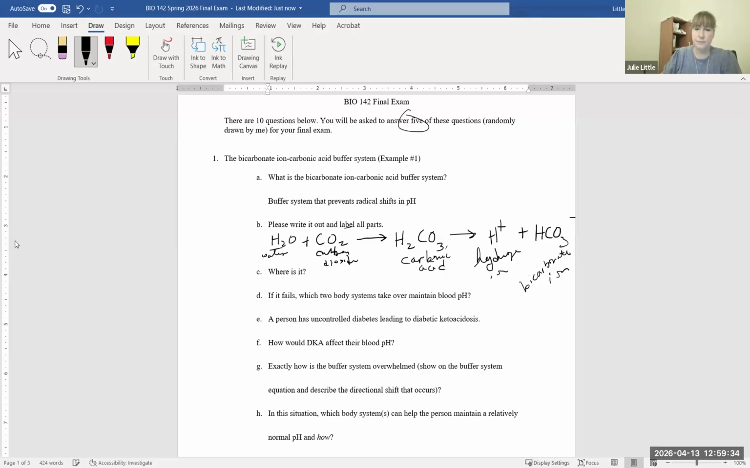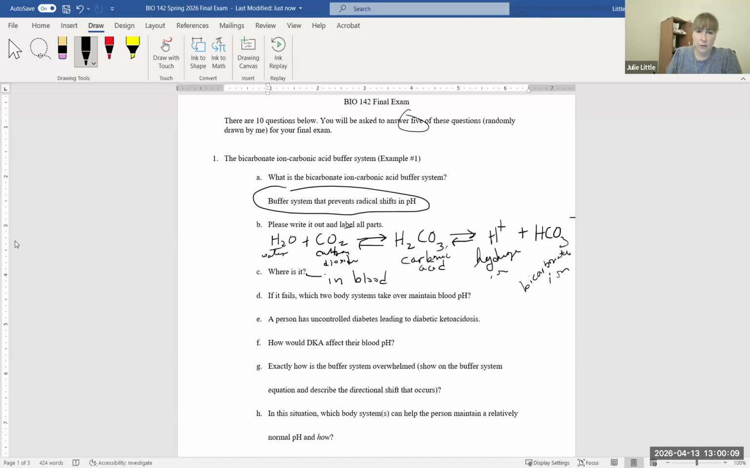ion, excuse me. And these arrows actually go in both directions because normally this is a buffer system that's going to prevent radical shifts in pH. And where is it? It's found in the blood. It's found in other places. You've seen it in other places, but it's not working so much as a buffer system, like inside of maybe inside of parietal cells. You've seen this, or some other places in the body. But just realize that the buffer system that I'm talking about is located in your blood.